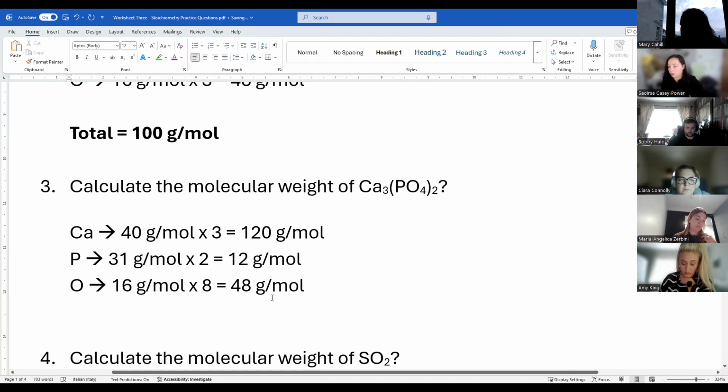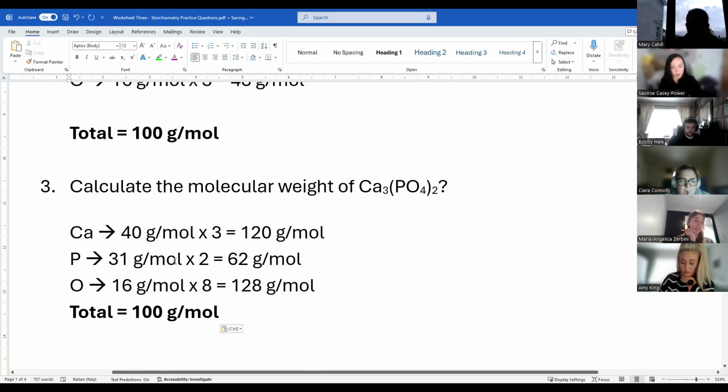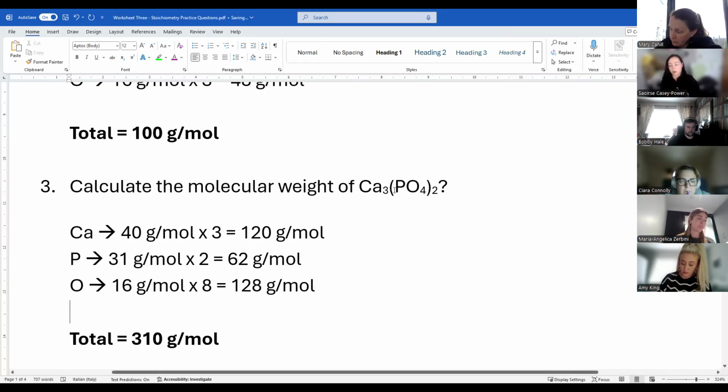Is everyone okay with that so far? Everyone can see where I'm getting those values from. Perfect. So that's going to be 62 grams per mole for that. 16 by 8 then is 128 grams in total. So to get the total molar mass of what I have, I just need to add each of these three numbers together. So that's 120 plus 62 plus 128. In this case, it will give me a total of 310 grams per mole for Ca3(PO4)2.